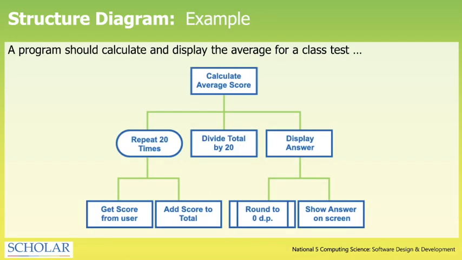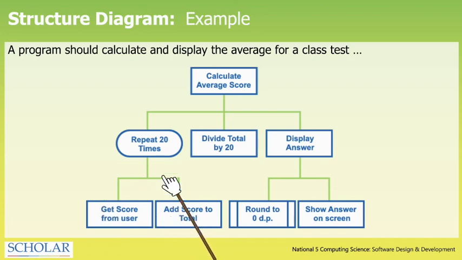So here we have got our big problem. We want to calculate the average score for a class. So how are we going to do that? Well, the first thing is we need to repeat 20 times. And what is it that we're going to repeat 20 times? Well, we're going to repeat the get score from the user and add that score to a total. So we're going to do this step here 20 times.